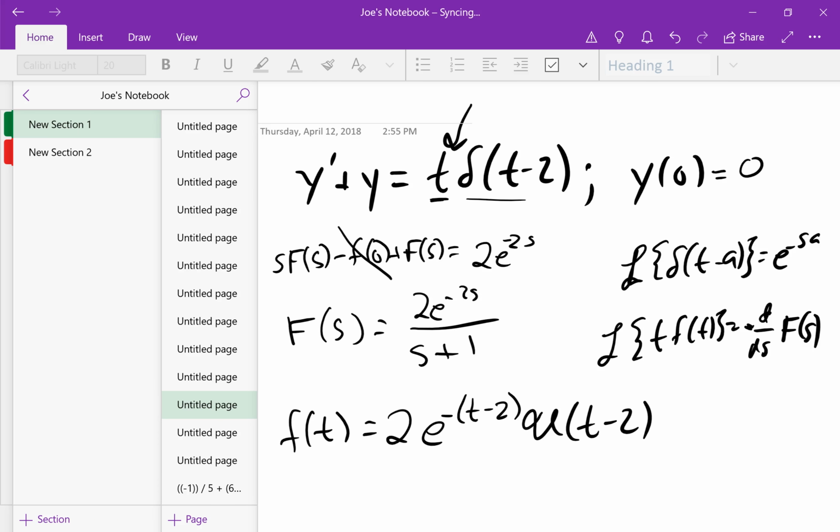So that gives you an idea of how to do this with the Dirac delta function. The Dirac delta function is an easy one to take the Laplace transform of. In this case, we're using one of those translation theorems that says when you multiply by a power of t, you take a derivative to get its Laplace transform.